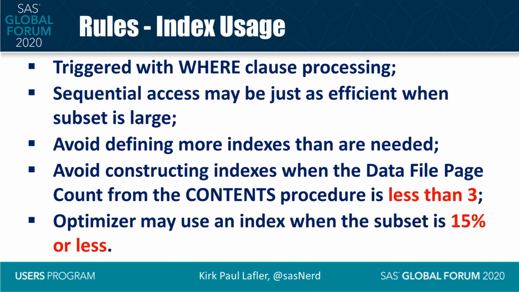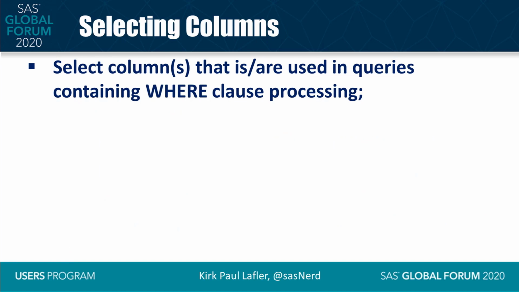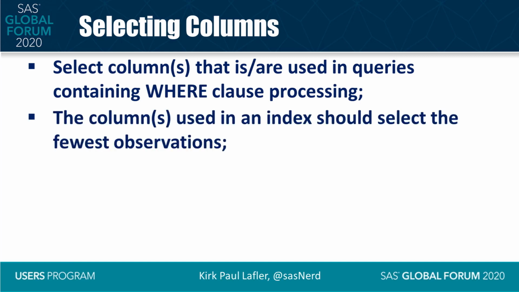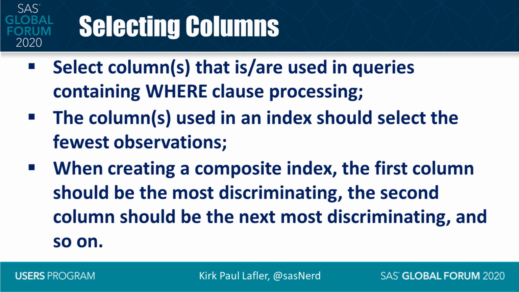How do we go about selecting columns? Select columns that are used in queries containing where clause processing. The columns used in an index should select the fewest observations. And finally, when creating a composite index, the first column or variable should be the most discriminating, the second column should be the next most discriminating, and so on and so forth.